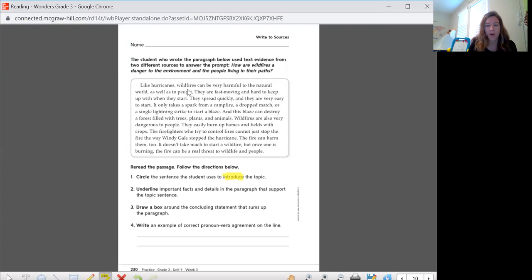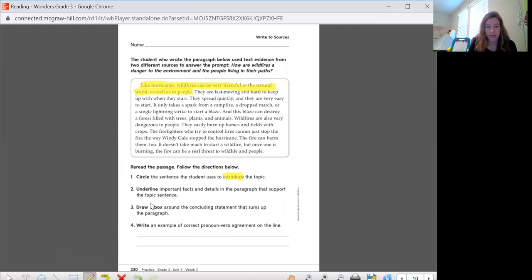Like hurricanes, wildfires can be very harmful to the natural world as well as to people. And I remember from reading through this that the whole paragraph is about how wildfires are harmful. So this first sentence is the author introducing the topic. And the author is saying what he's going to be talking about, how wildfires are harmful.